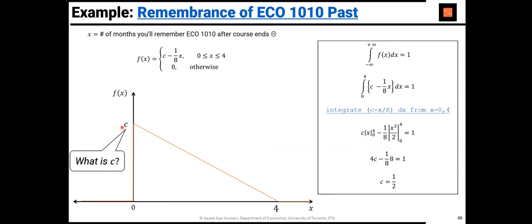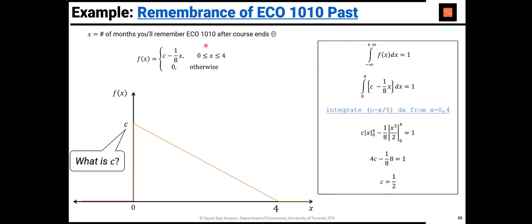Notice that you're not given the value of c. Now, one way to find the value of c is to play a dirty trick. The total probability under the density has to be equal to 1. So the area of this triangle has to be equal to 1. So you could have done half base times height equal to 1 and found that c is equal to 1 half. But you should use integrals because you want to get practice.